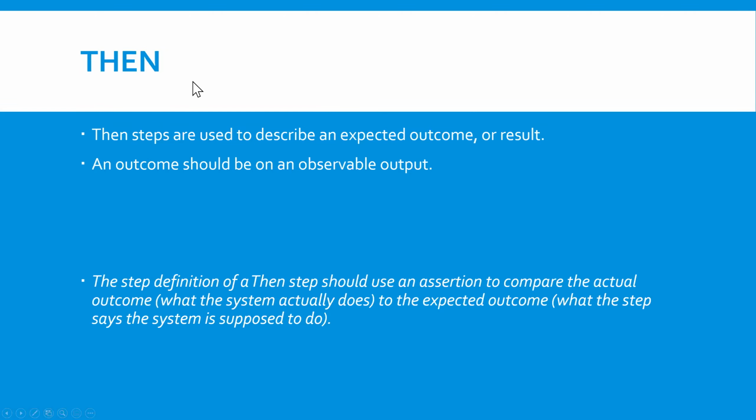So then you have the then clause. Like I said, the then clause is your expected outcome. This is where you're going to describe your observation and your output. That's where you put your assertions. I'll talk about what assertions are and how you can actually use them.